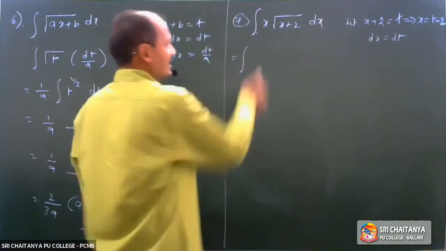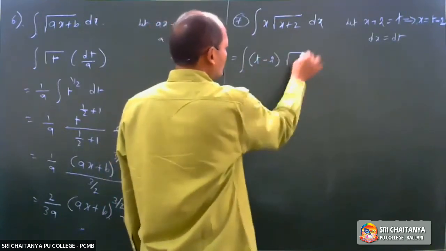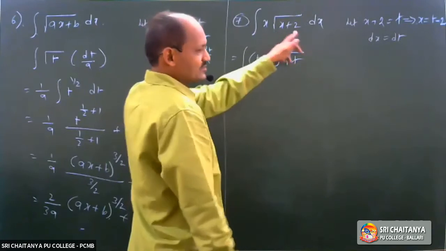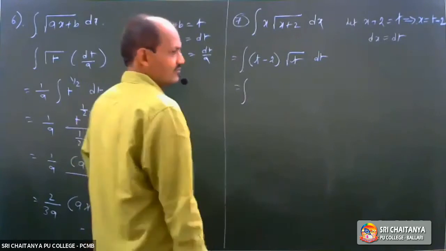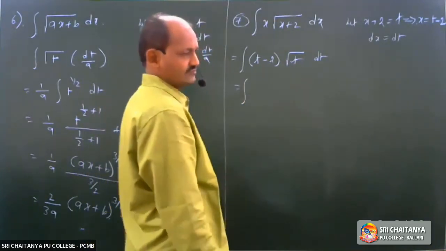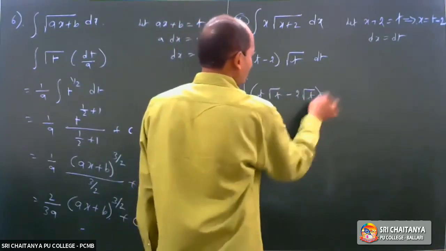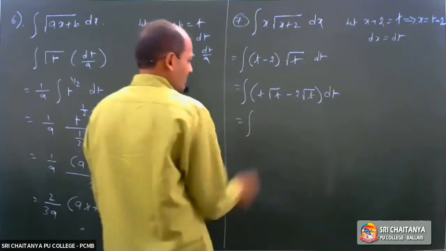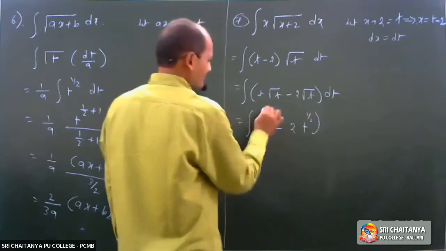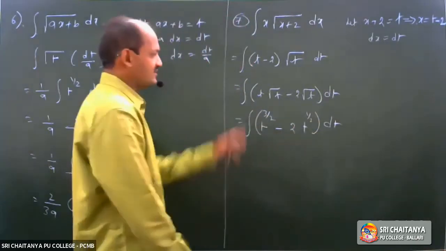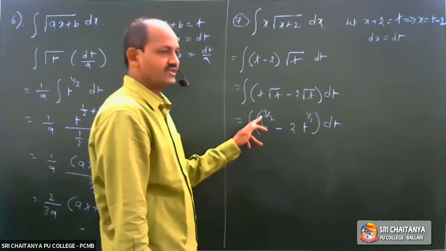Integral of x, where x is equal to t minus 2, root of x plus 2 which is root t, and dx is equal to dt. Integral of t into root t, it is t root t minus 2 root t whole dt. Integral of t power 3 by 2 minus 2 into t power 1 by 2 whole dt. It is t power 1 plus 1 by 2, that is 3 by 2.